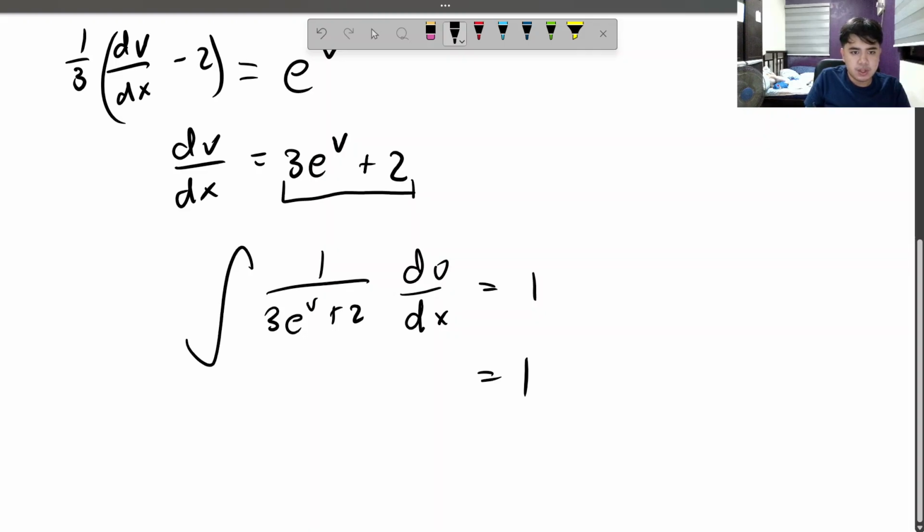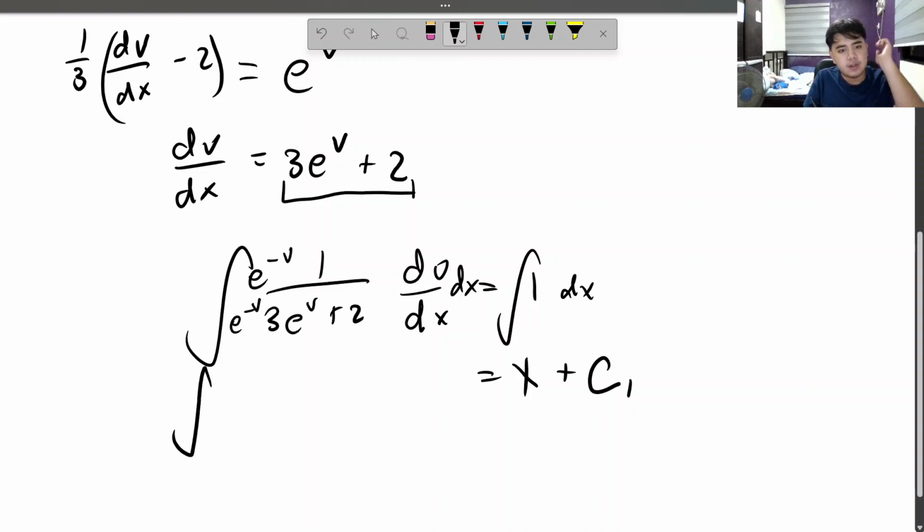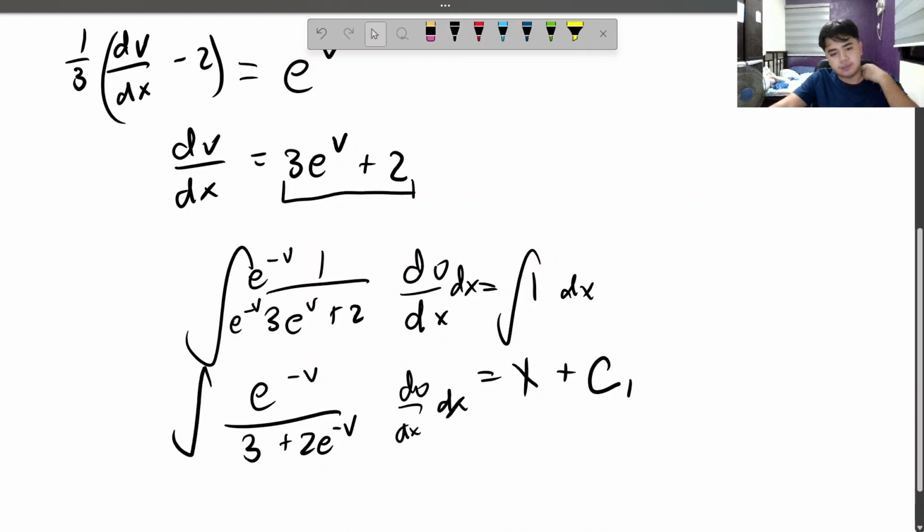So, how can we integrate both sides here? One of these sides is already x plus c1. And this one, this is dx, sorry, how do we integrate that? Well, we multiply both the numerator and the denominator by e to the negative v, and this is what happens: e to the negative v over 3 plus 2e to the negative v, dv over dx.